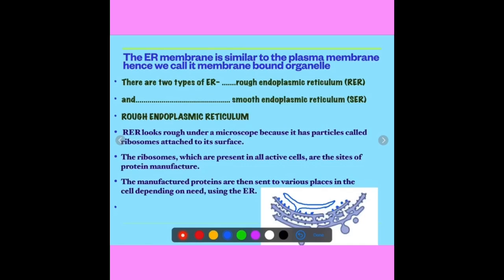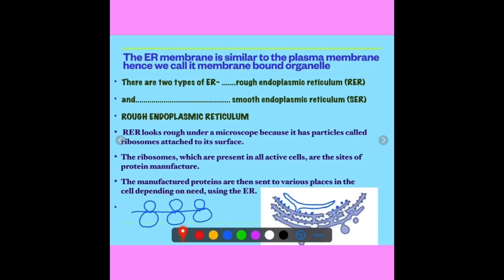What do these ribosomes do? These ribosomes, if you see again the electron micrograph, they show a structure like this. So these are the ribosomes, and they have a very important role to play. Ribosomes, which are present in all active cells, are the site of protein manufacture. This is giving a clue that proteins are manufactured here. These manufactured proteins are then sent to various places in the cell depending on the need.